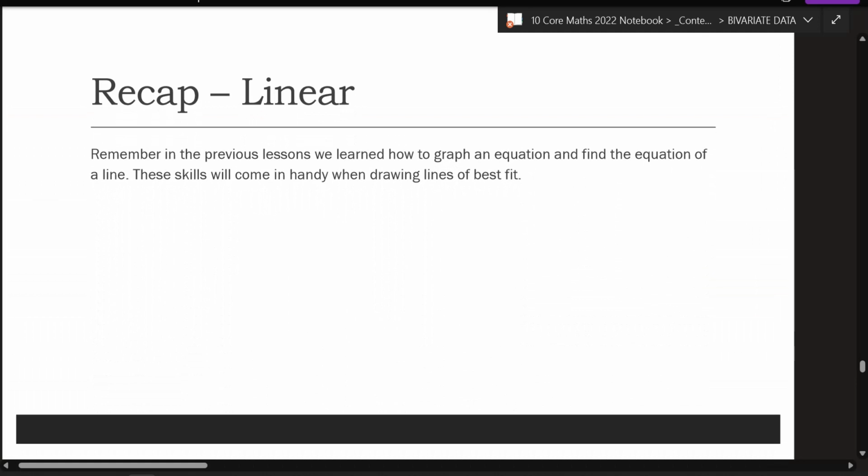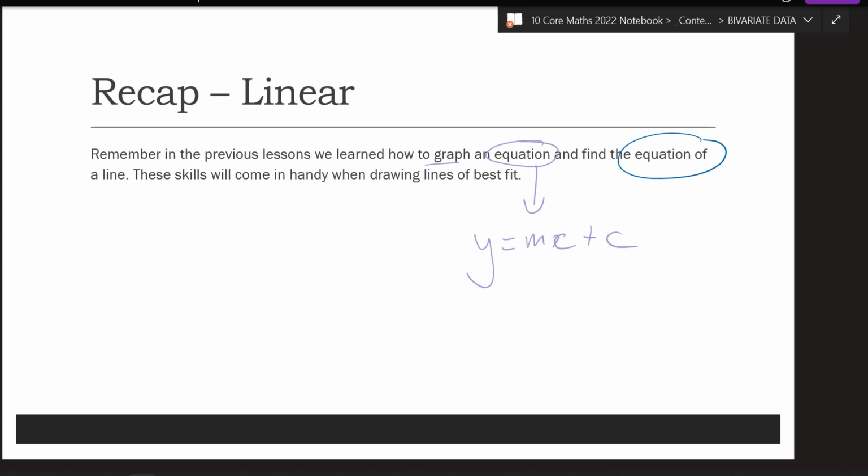If you remember when we started drawing lines in the previous chapter, 1F, 1G, we learned that a graph has an equation, and the equation looked like this: y equals mx plus c. Don't forget this. This is very important. And this equation is the equation of a line.